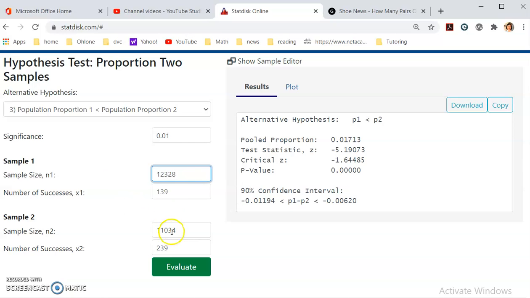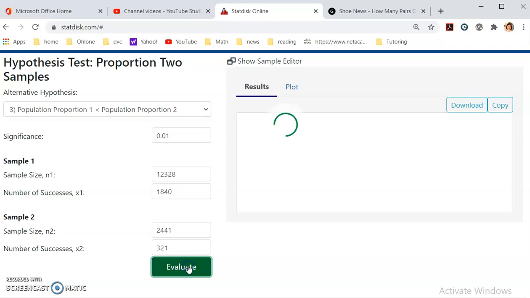You can see that the sample size is very different. 12328 and 1840. This one is a smaller college, so during that year they only have 2,000. That's really small. It's like a high school, right? 321. So number of successes is 321 for that one. This is 14%, this is 13%. So do you think that they are different?